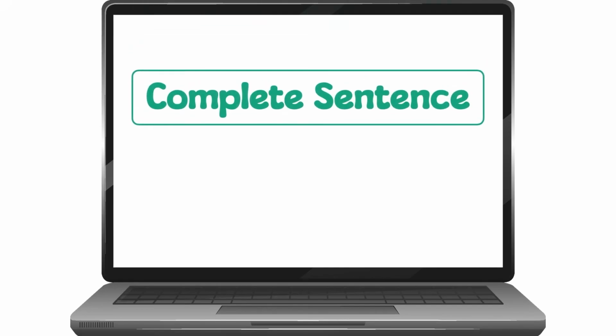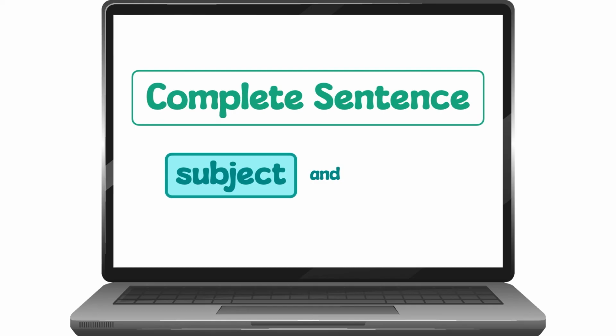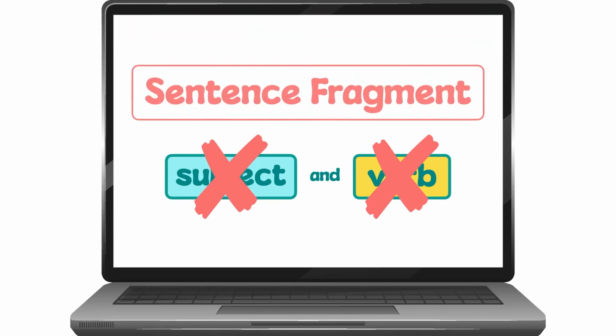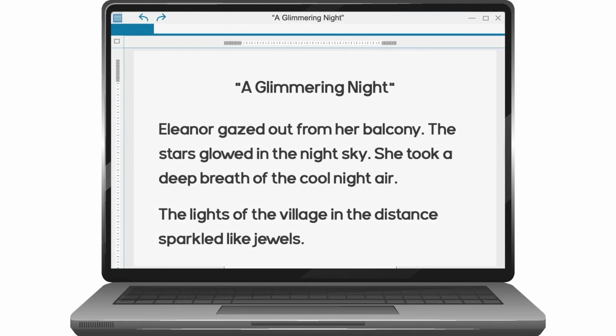Great job helping me with those sentences. Remember, to be complete, a sentence needs both a subject and a verb. If a sentence is missing one of these important parts, it's a fragment. Now go out there and see if you can write some fantastic complete sentences of your own. As for me, I'm going to keep working on my story.